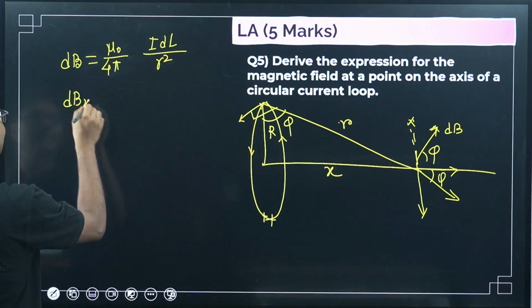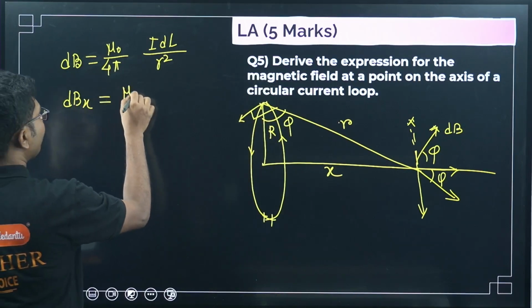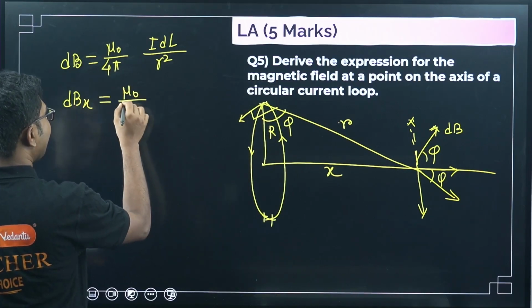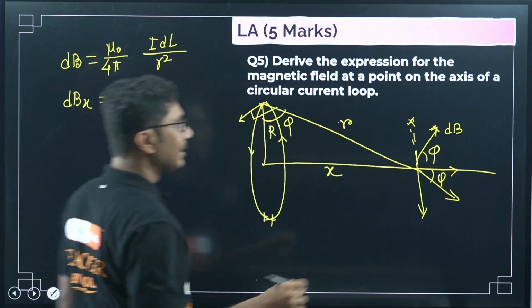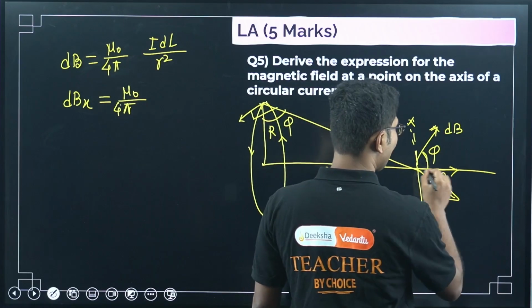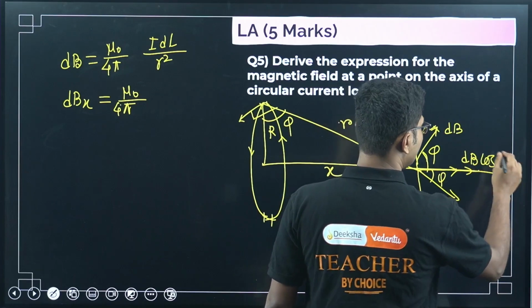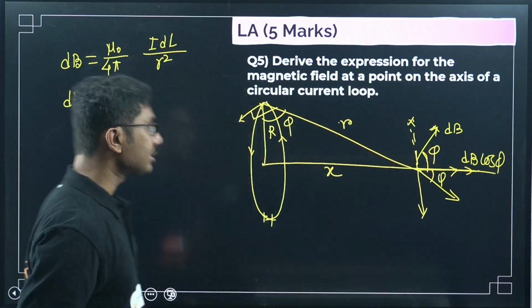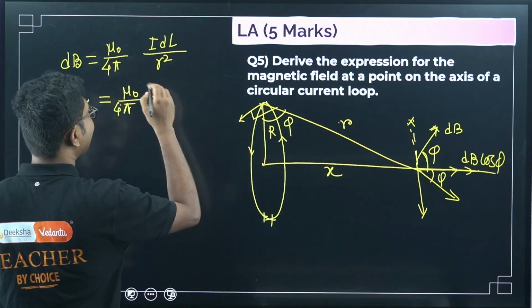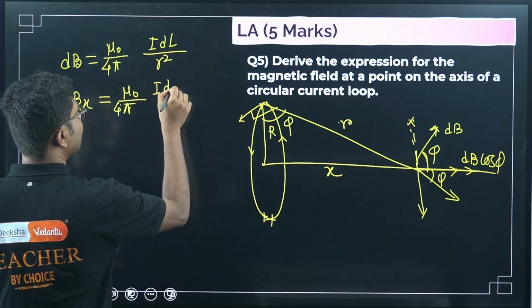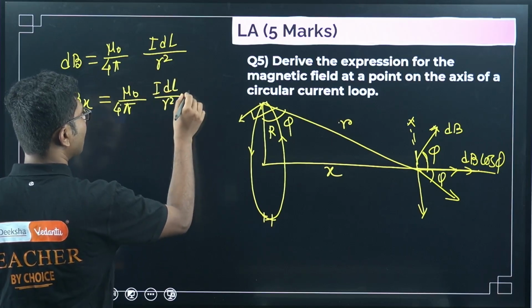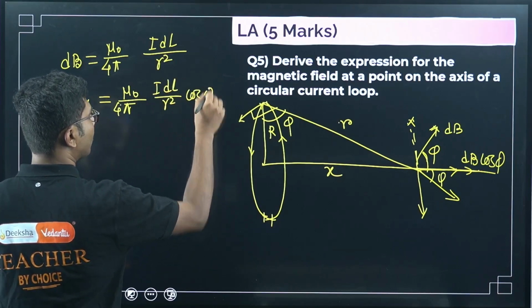So dBx equals mu naught by 4 pi, and what is the x component? This angle is phi, so the x component will be dB cos phi. So adjacent is cos, perpendicular is sine, so I dl by r square cos phi, yes.